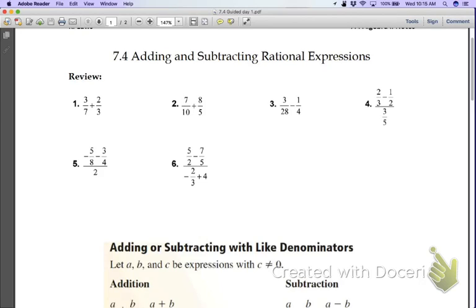Like on number 1, where it's 3/7 plus 2/3, what do you need to do before you can add or subtract? I can't just go 3 plus 2 and have 5, and 7 plus 3 and have 10, and call it 5/10 and then reduce it to 1/2. Okay, I have to have a common denominator.